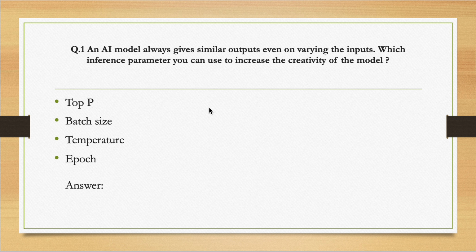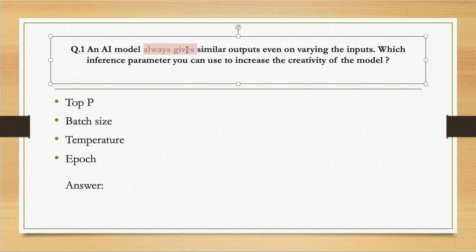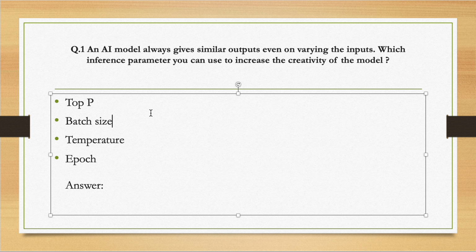In the exam, the basic idea is to look at the keywords. It is saying that it is giving similar outputs even on varying the inputs. So even if I am varying the inputs that I am giving to my ML model, it is still giving me the same answer. How can you increase the creativity of the model? Take 5-10 seconds or pause the video and think about it, and then continue watching. I hope you would have thought of the answer.